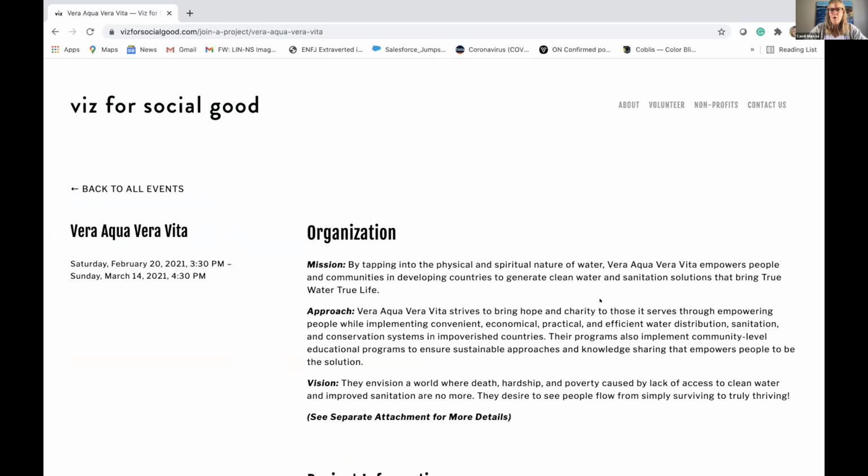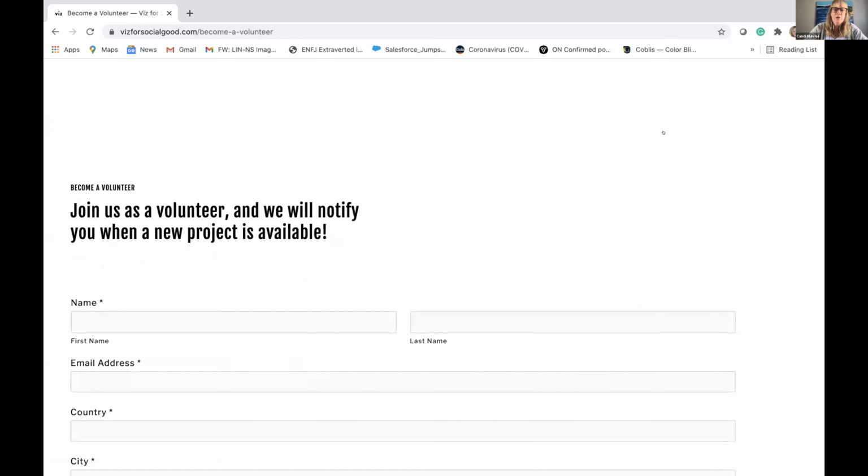So how you get involved is you sign up to be a volunteer. You don't have to sign up to be a volunteer. All this sign up does, though, is that when we have a project available, we'll send you an email. So it's just a way of reminding you that we have a new project if you want to come look.